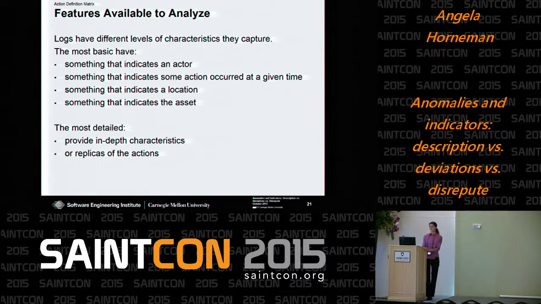Before we can actually define our actions or our events through the actions, we have to think about the different logs that we have available. Logs come in many different types. The very most basic will have something that indicates the actor, something that indicates the action, something that indicates the location, something that indicates the asset. Often, the fact that a record is in a specific log indicates the asset and the location. For instance, in an application log, the log itself is what indicates the asset and the location.